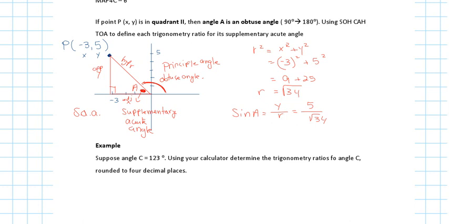Let's see. So cosine A is x over r. What's the value of x? Negative 3 over square root of 34. Is it negative? So now you know why cosine of obtuse angles are going to be negative. Because it's in the second quadrant, and x is negative in the second quadrant. How about tan?